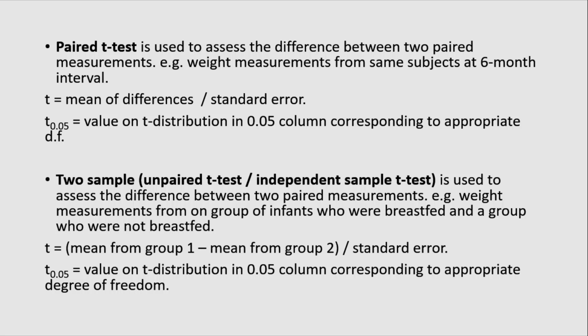Now we have paired t-test. So as the name implies, paired t-test, you have two measurements from one person. So the people you are trying to get data from, you are getting two data points from the same person. So you have a pair for one person. For example, weight measurements from the same subjects.